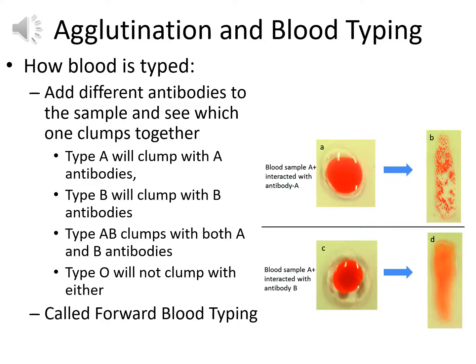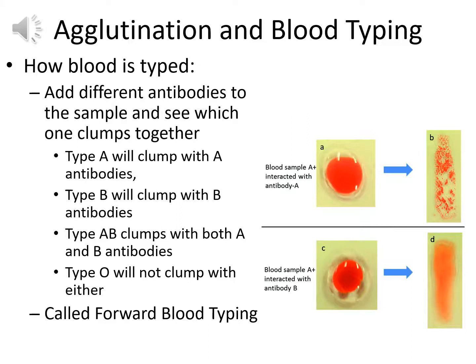So as I mentioned in the previous slide, we have the ability to type and screen individuals, which means we can determine their blood type and screen for the most appropriate type of blood that they could receive in the eventuality that they might need to receive some blood. So how do we do that? Well, the way that blood is typed is by making use of those agglutination reactions we just discussed.